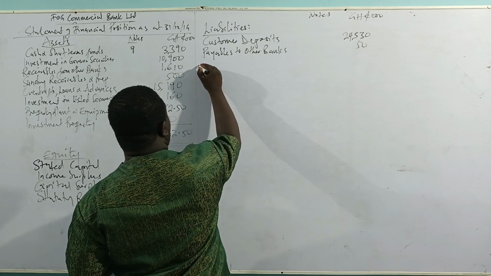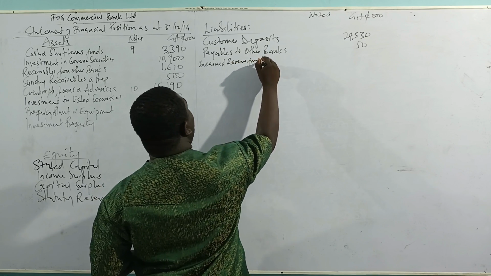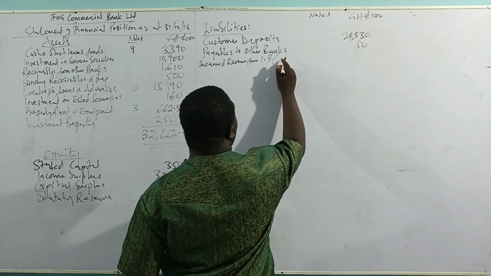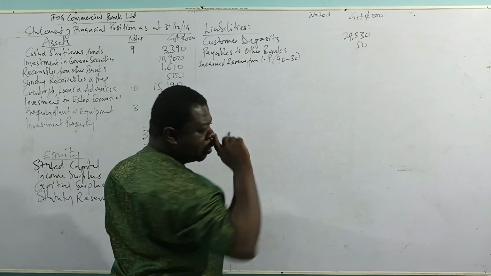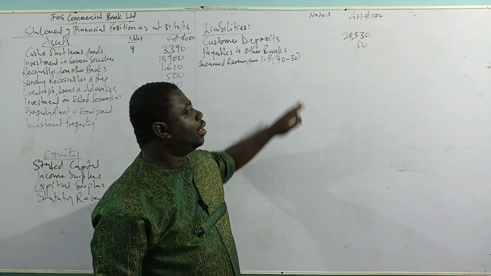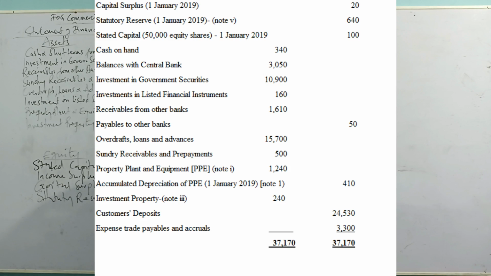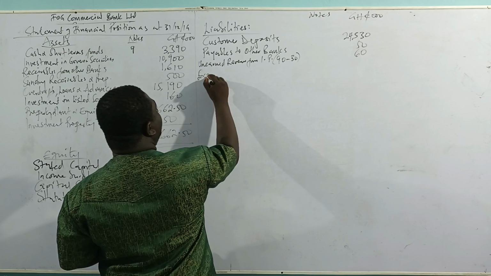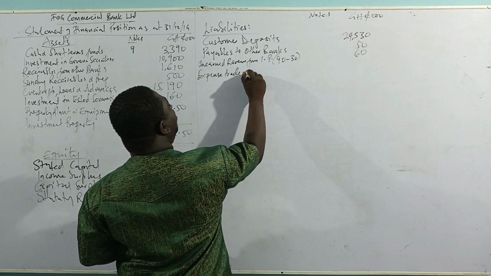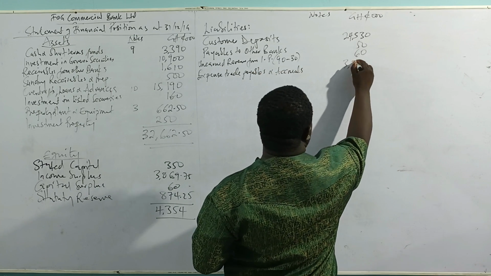So unearned revenue from investment property, that will be the 90 minus the 30. Remember that the 90 was the total income. You can do this elsewhere and then bring it here, okay, like we have done. So 60 is shown. And then we also had something in the trial balance called expense, trade payables, and accruals. That's the last one, 3,300, which is also a liability.